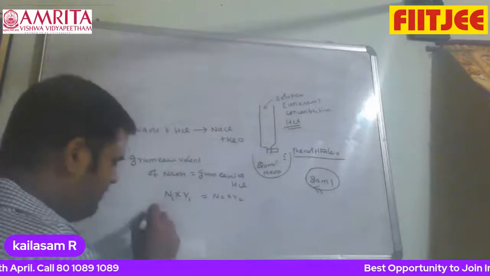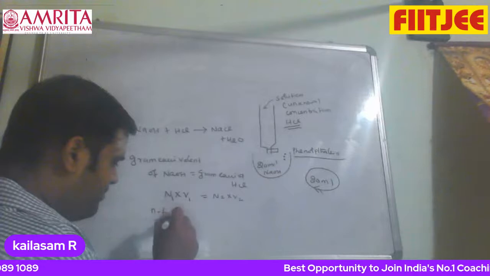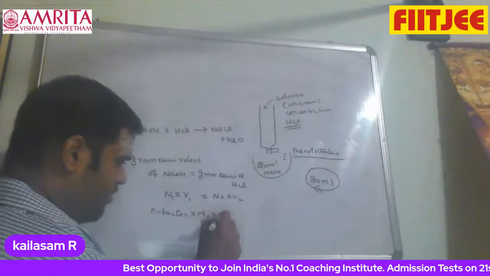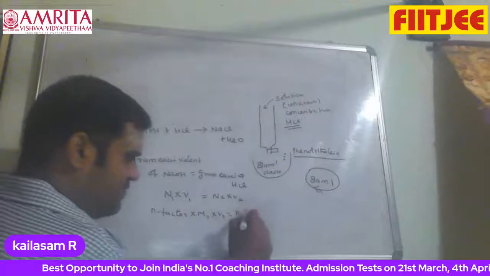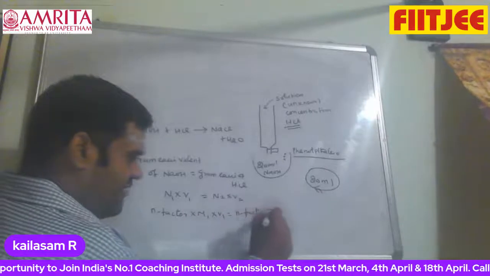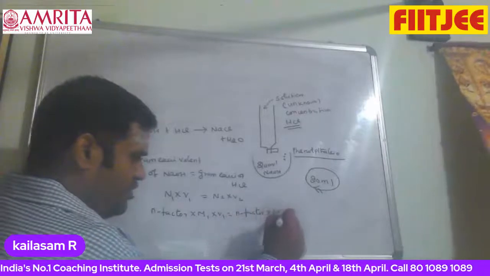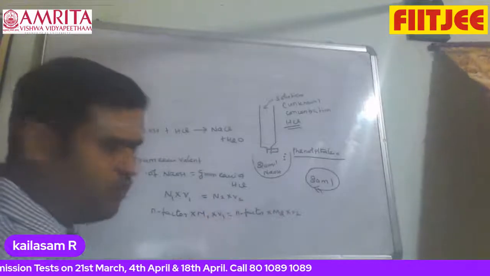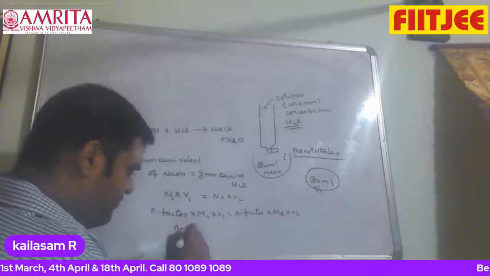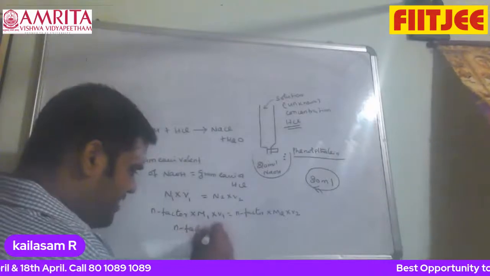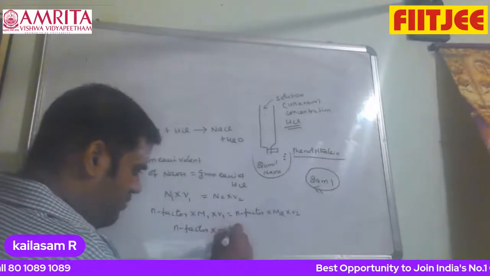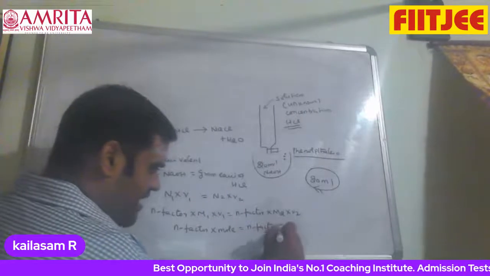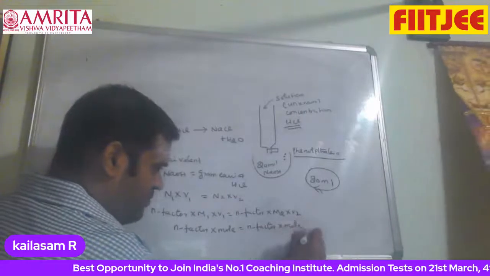What is normality? I can say that it is n-factor into molarity: n-factor into M1V1 equals n-factor into M2V2. What is molarity into volume? Number of moles. I can write that n-factor into moles. That's all.